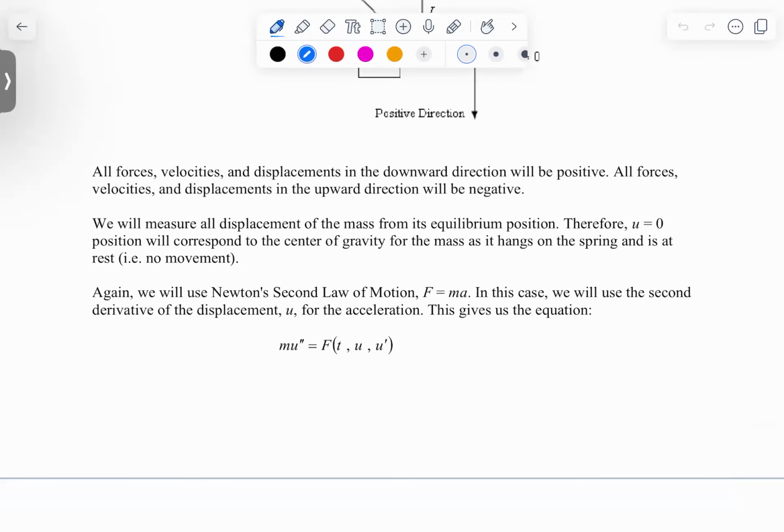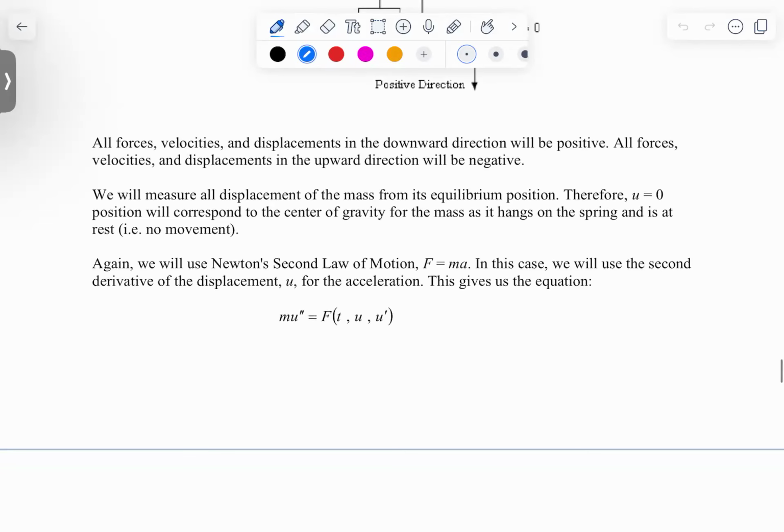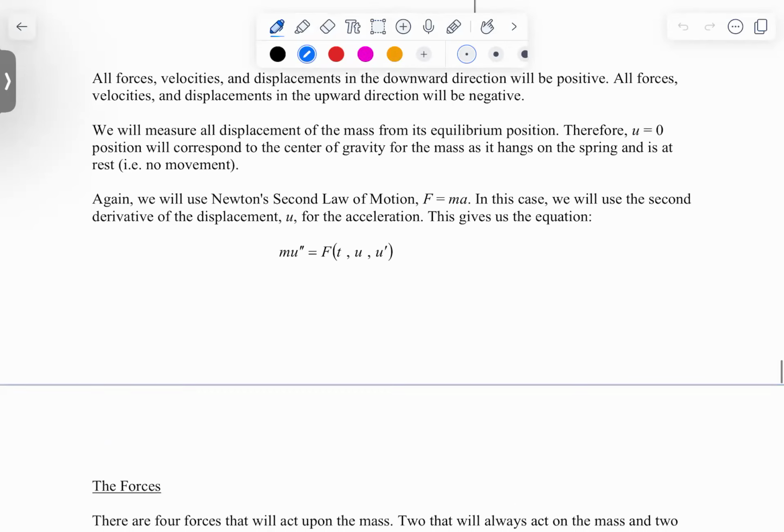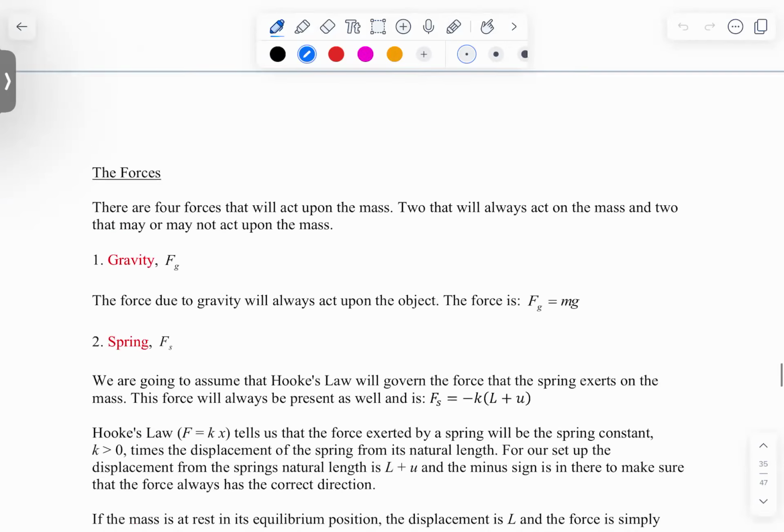Once again, we're going to use Newton's second law of motion. And again, position is u equals 0 in the equilibrium position. Now, though, we are going to have a second order differential equation. Before, we looked at this with velocity, now we're actually turning this into a second order differential equation. And that's why we just love this formula so much, because you can do first order and second order differential equations.